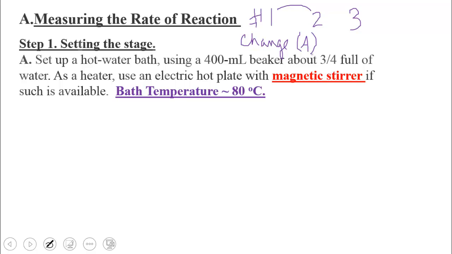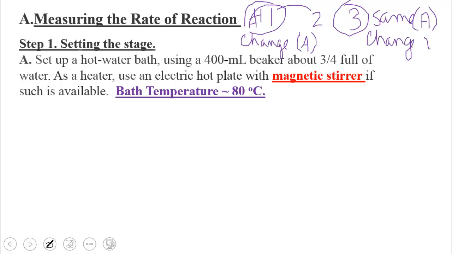Then we'll also look at comparing trials 1 and 3. In 1 and 3, they will have the exact same amount of aspirin in them, but we will change the temperature. By changing the temperature, we'll see how the rate changes with respect to temperature. Something that is temperature dependent is the rate constant k, and so we can determine the rate constant by looking at how the rate changes with temperature.